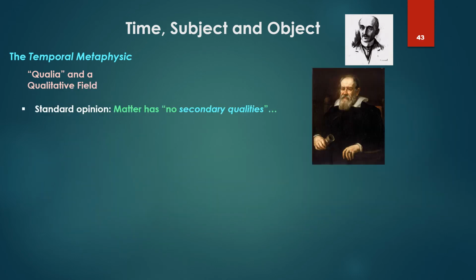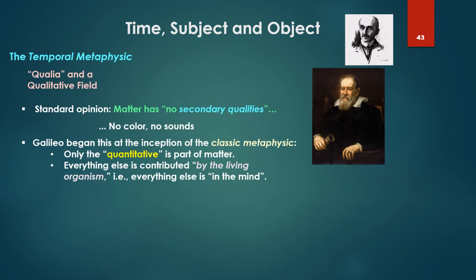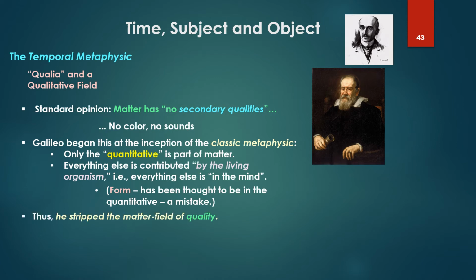The standard opinion is matter has no secondary qualities, no color, no sounds. Galileo began this at the inception of the classic metaphysic. Only the quantitative is part of matter for Galileo. Everything else is contributed, quote, by the living organism, unquote. That is, everything else is in the mind. Form has been thought to be quantitative. This is a mistake. Thus, he stripped the matter field of quality.